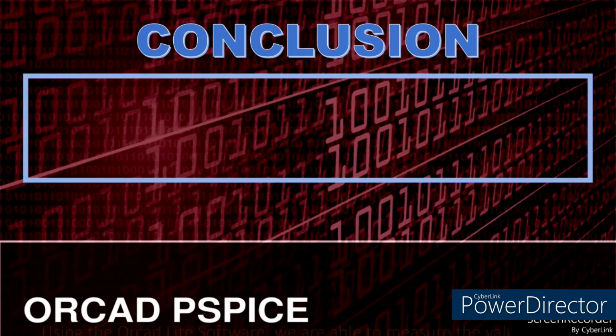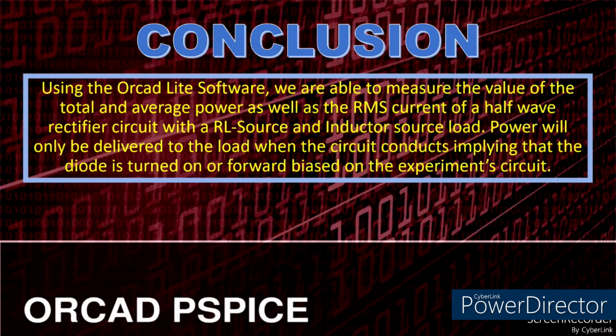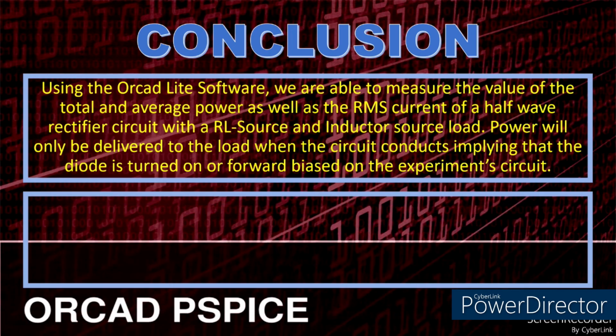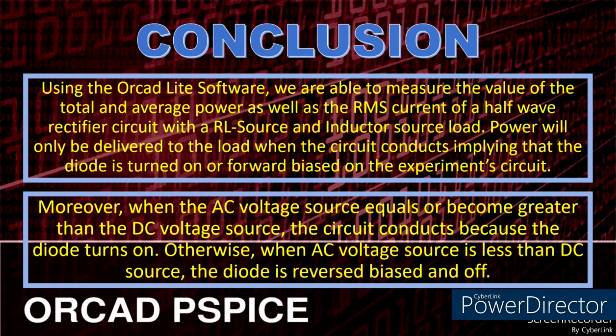As our conclusion, using our Orchid Light software, we are able to measure the value of the total and average power, as well as the RMS current of a half-wave rectifier circuit with an RL source and inductor source load. Power will only be delivered to the load when the circuit conducts, implying that the diode is turned on or forward biased in the experiment circuit. Moreover, when the AC voltage source equals or becomes greater than the DC voltage source, the circuit conducts because the diode turns on or becomes forward biased. Otherwise, when the AC voltage source is less than the DC voltage source, the diode is reverse biased or off.